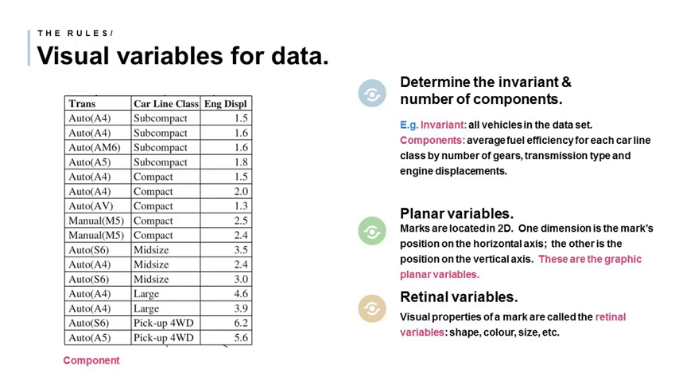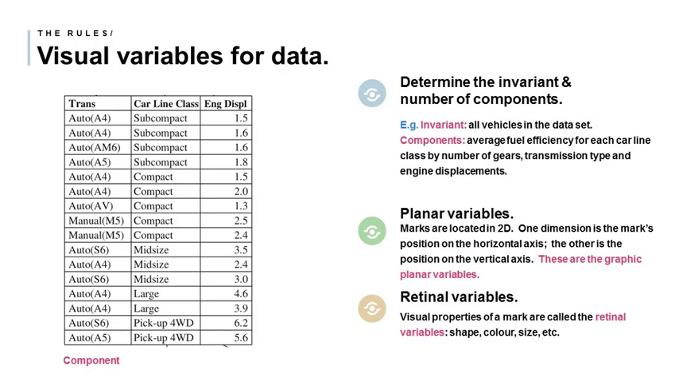We start by determining the invariant and the components. Recall that the invariant is the information to be presented, and the component or variables will be the various ways we can present that information. In this case, our invariant is all the vehicle information in the data set.